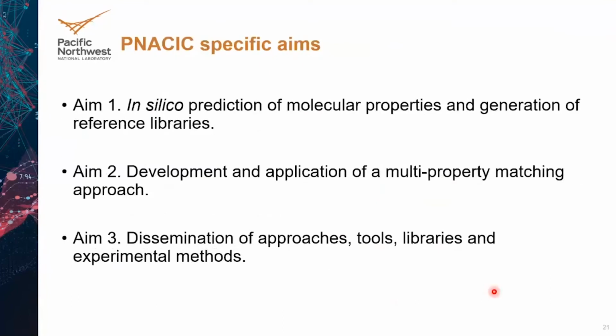So our aims for this Pacific Northwest Advanced Compound Identification Core are, 1, to generate methods that lead to confident prediction of metabolite properties that we can then use to generate in silico derived reference libraries, and then 2, to develop and apply a multi-property matching approach to utilize all of these different properties that we are predicting in a confident way, and then 3, make all this available to the research community.